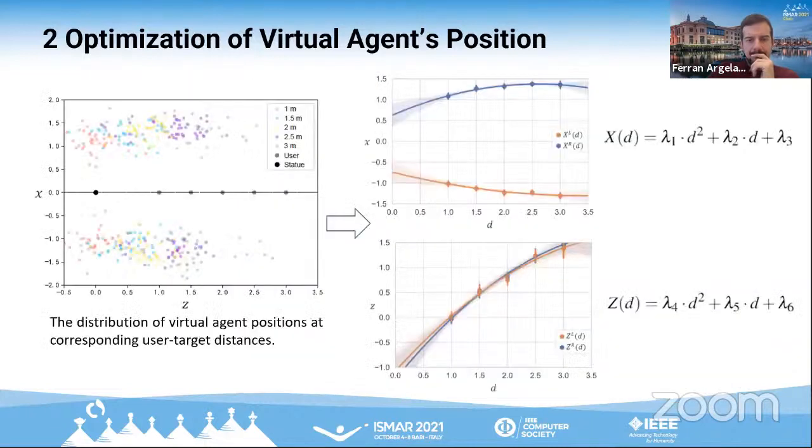The left figure shows the virtual agent positions chosen by participants at different distances from the target statue. To rule out the possibility of asymmetric results, we fitted the functions of z with respect to distance d and x with respect to distance d for the left and right side respectively. We found that the virtual agent's position can be formulated as quadratic functions x of d and z of d with respect to the distance d.